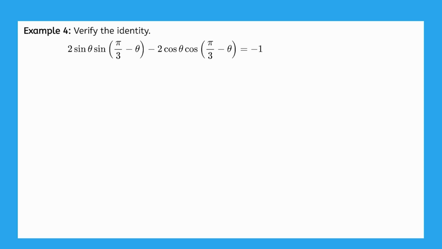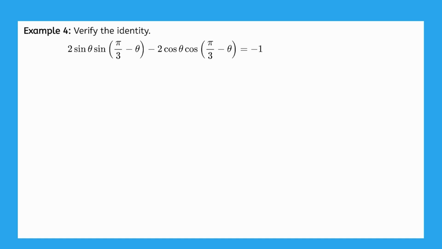Let's wrap up our lesson with one last example. We'll verify the identity 2 sine of theta times sine of pi over 3 minus theta minus 2 cosine theta times cosine of pi over 3 minus theta equals negative 1. Take a moment to analyze the identity. What do you notice? What do you wonder?